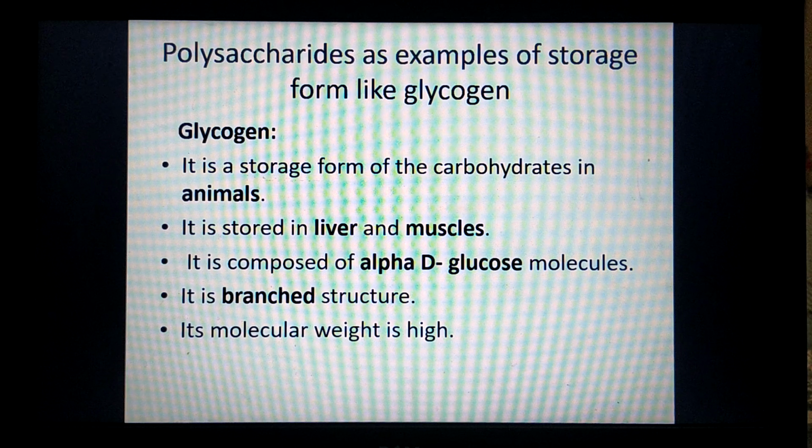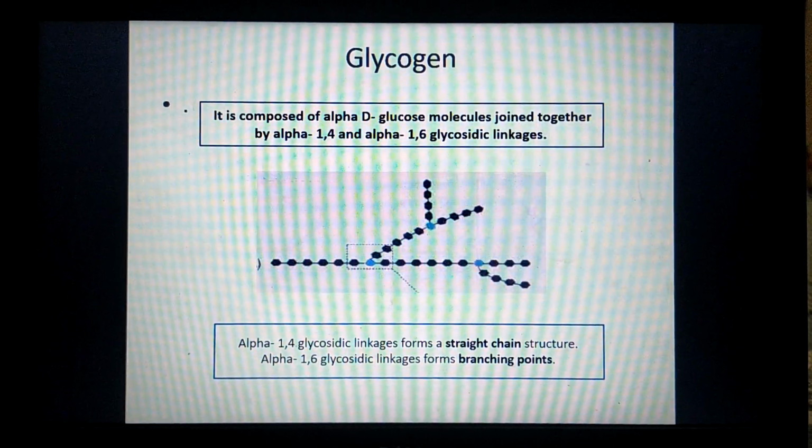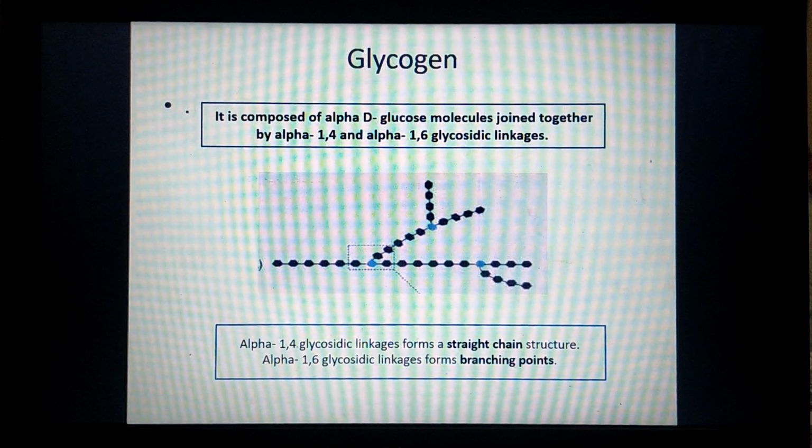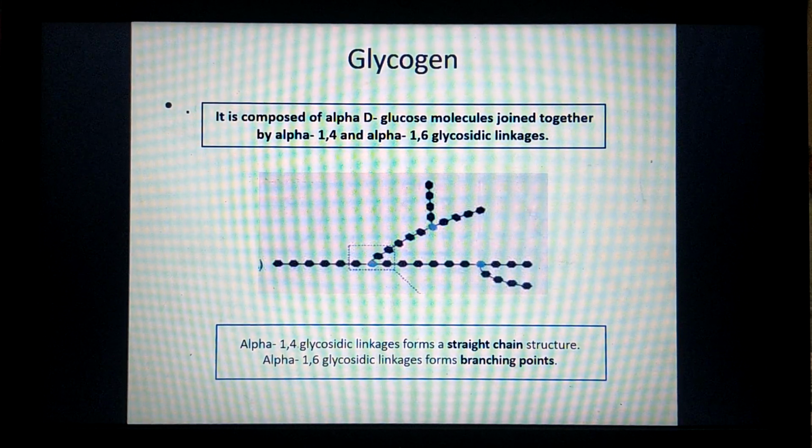Glycogen is a polymer of alpha D glucose. It is a branched structure and has high molecular weight. This is the diagrammatic representation of a glycogen molecule, showing each dot as an alpha D glucose molecule.